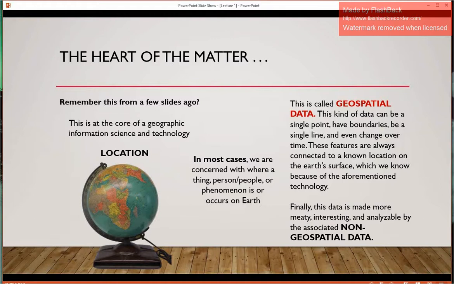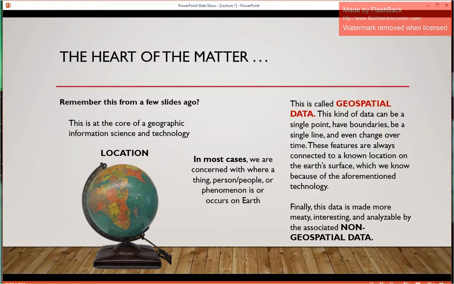And these things can even change over time. That's also important because geospatial data, even though it's tied to a specific place, can move, and we can track that movement. And these features are always connected to a known location on the Earth's surface. And this geospatial data, or geospatial element, or locational data, as it can also be called, is very important.